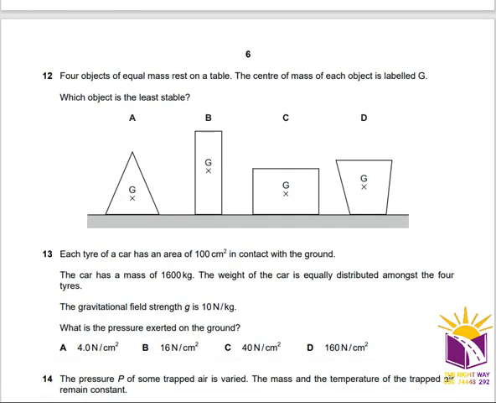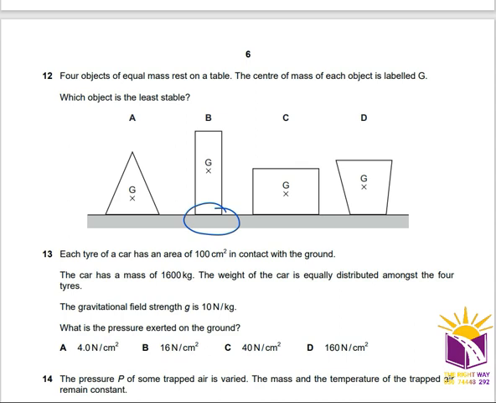Question number 12. Four objects of equal mass rest on a table. Their masses are equal. The center of mass of each object is labeled G. Which object is least stable? For the least stability, the area of contact will be least. So the area of contact will be least for this B.